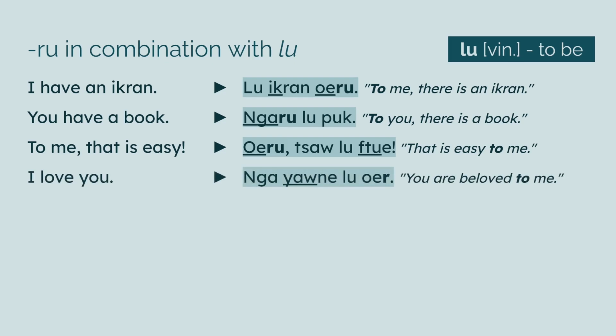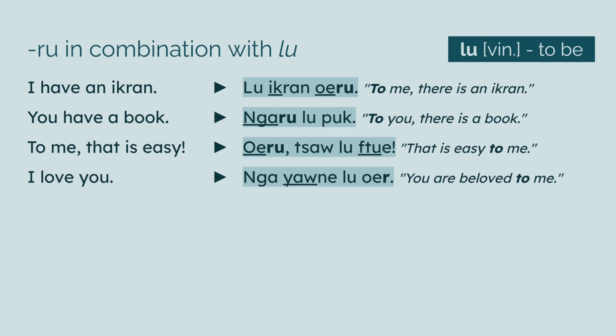I love you is one of the sentences we get asked for very often. And that one also uses ru plus lu. And what we're actually saying here is, you are beloved to me: nga yaune lu, weru. So why do we do that? Simply, there is no verb that means to love in Na'vi. There's only a noun, tì'yaun, but that one is really a noun, it means love, the concept of love, so we cannot use it to say I love you. And then there is the adjective yaune, beloved. So we really have to say you are beloved to me to express that I love you. This is just the way it works in Na'vi.